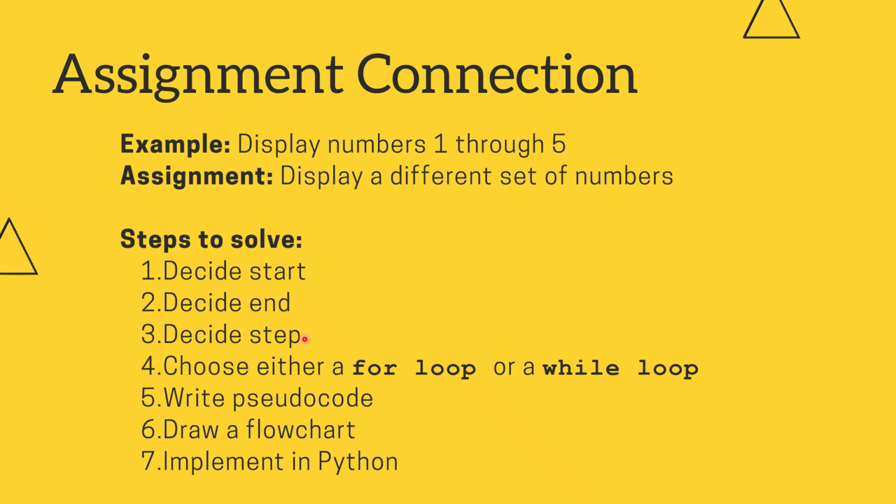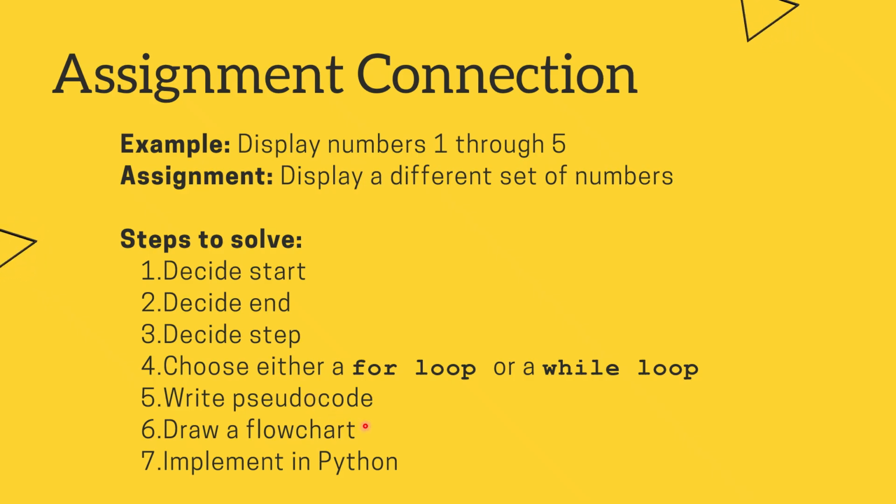Then you're going to choose whether you'll do a for loop or a while loop. Which one is going to make more sense here? And then the first thing you're going to do is write that pseudocode. I've shown you how to write pseudocode when you're going through different numbers, and we'll go over this a little bit more. Again, I'm going to give you some examples. So you're going to write the pseudocode first.